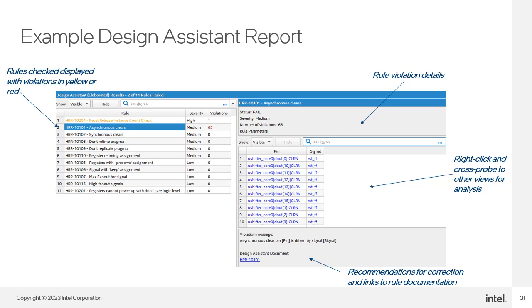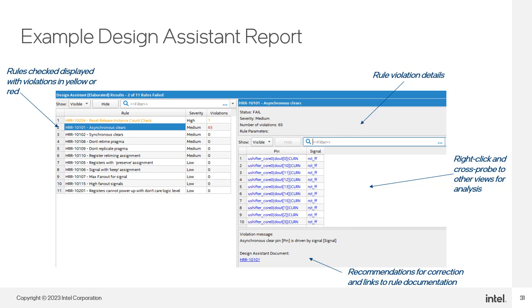Lastly, this screen capture shows an example of a Design Assistant report. On the left side are the rules that were checked during the last run. Any rule violations will be highlighted in color to indicate the severity with the number of actual instances of the violation noted. Again, use the filters at the top to limit the rules shown. Once you select a rule, the right side shows everything you need to do further analysis of the rule violation.